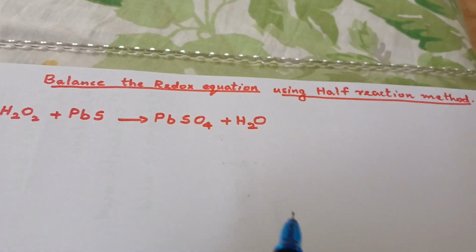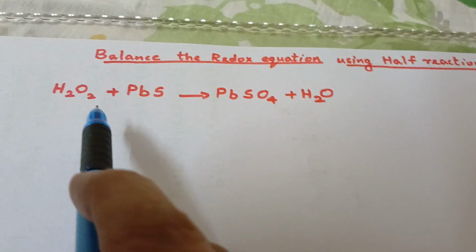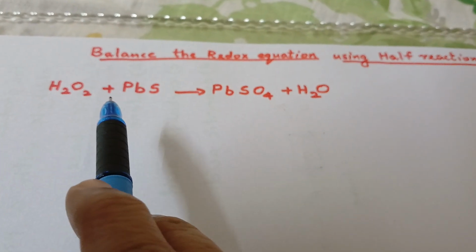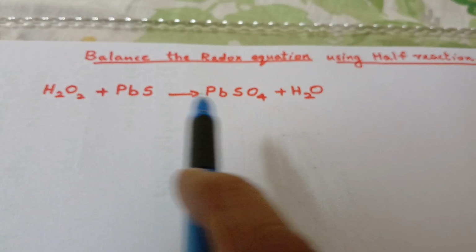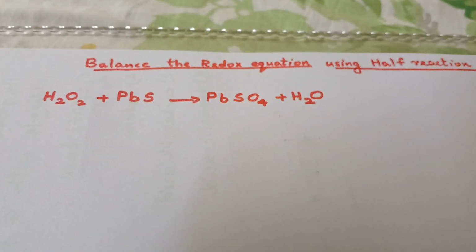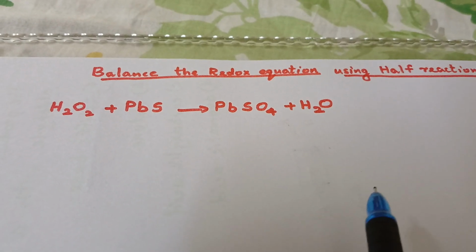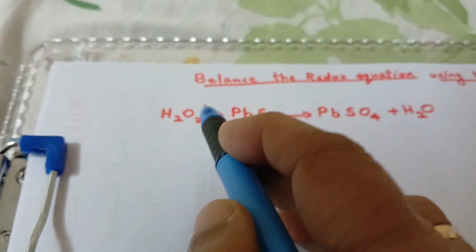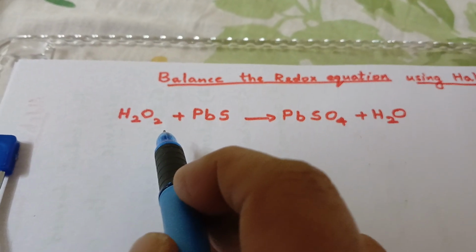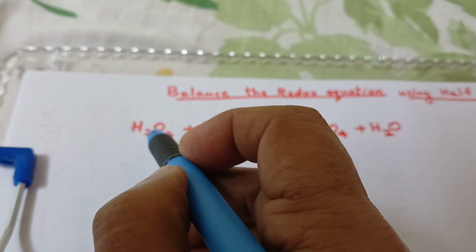Balance the redox equation using half reaction method. So this is the equation given to us. From this, the first step we have to do is divide it into the oxidation half reaction and the reduction half reaction. So let us look at their oxidation states, or oxidation numbers, and see which one is getting oxidized or reduced, or change in oxidation numbers.